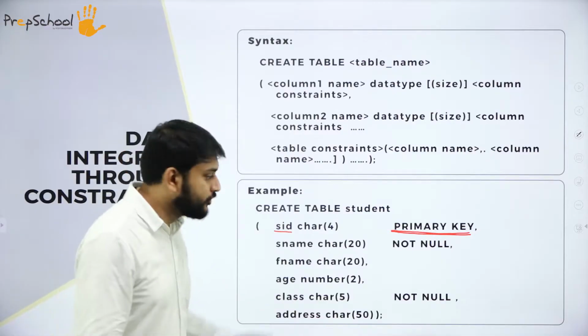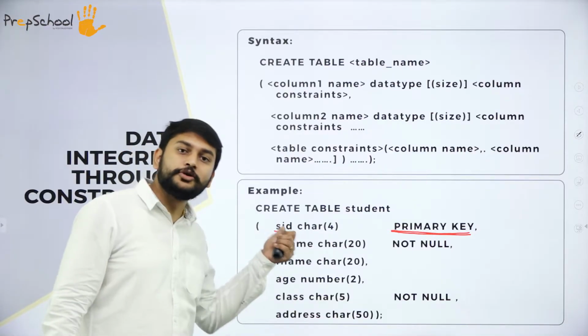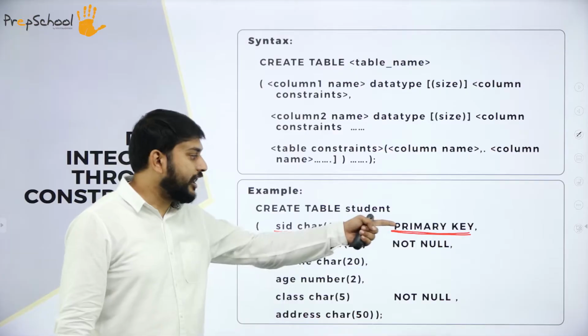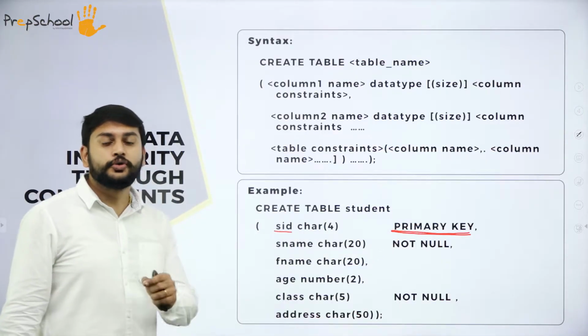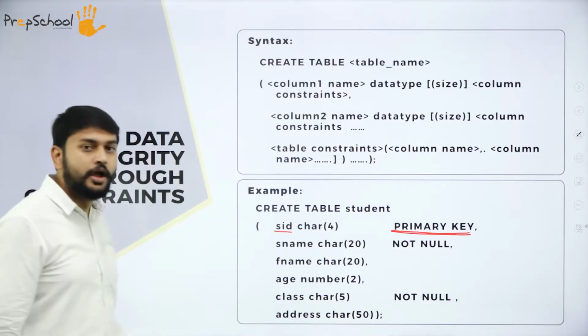So how do I do it? If I want to make this a primary key, I have to mention the keyword primary key in front of that column name. That is what you have to understand. That's all about the primary key.